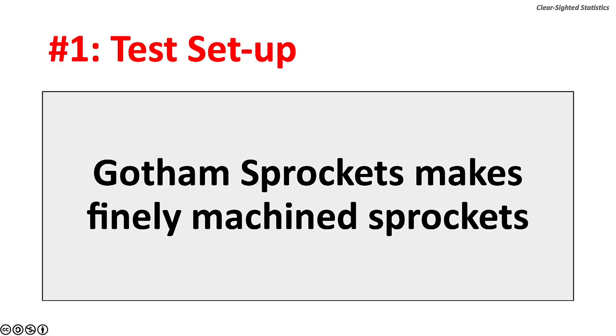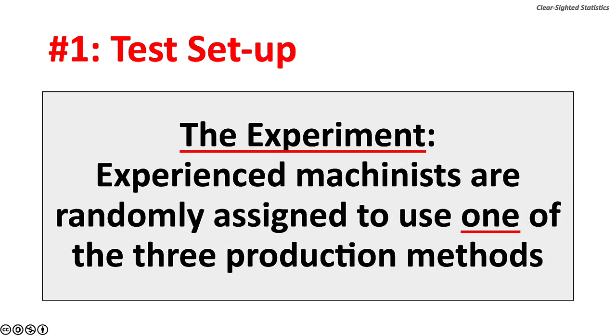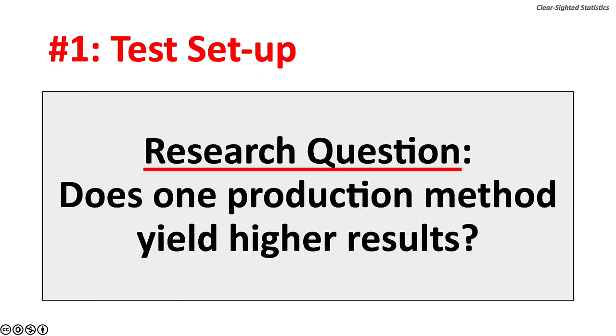Let's conduct a one-way ANOVA test by hand. Step 1, test setup. Gotham Sprockets makes finely machined sprockets. A senior executive wants to find out which of three production methods, X, Y, and Z, yields the highest hourly production rate. The experiment. Experienced machinists are randomly assigned to use one of the three production methods. The research question. Does one production method yield significantly higher results?